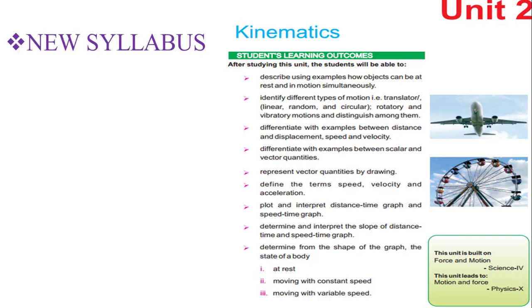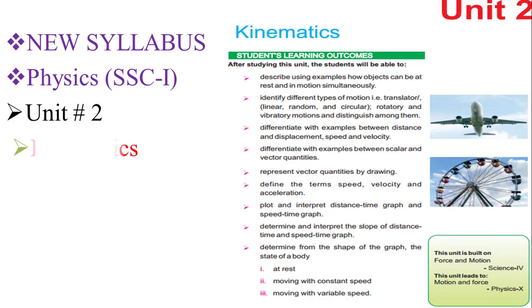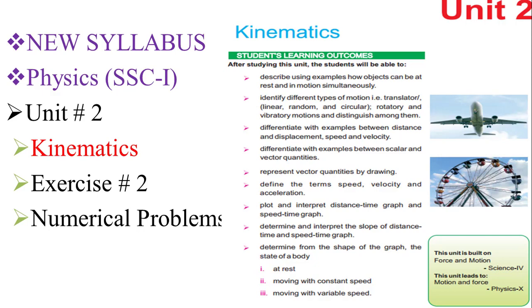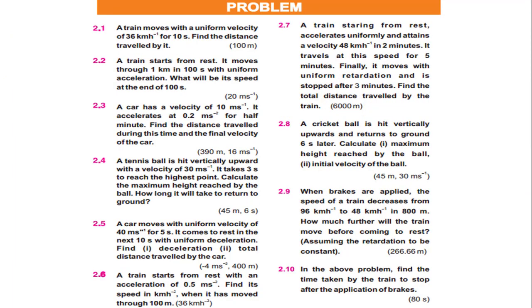New syllabus Physics SSC 1, Unit number 2 Kinematics, Exercise 2 Numerical Problems 2.1 to 2.5. In this chapter, there are total numericals 2.1 to 2.10, 10 numericals. In this video, we solve the first 5 numericals, 2.1 to 2.5.